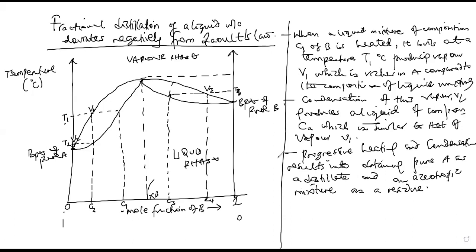Then we say that when the liquid mixture of composition C3 is heated, it will boil at T3, producing vapor V3, which is richer in B this time. Then when this is condensed, it will produce a liquid of composition C4, the same composition as V3. Also, progressive heating now will obtain pure B as a distillate and an azeotropic mixture as a residue.